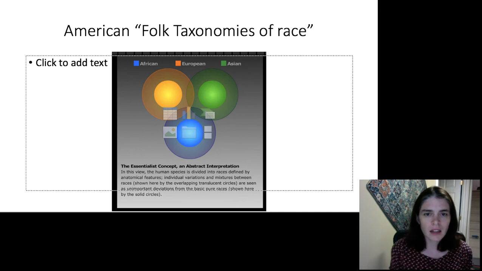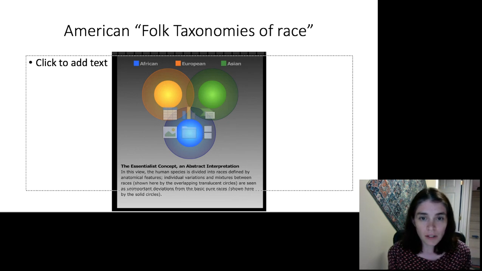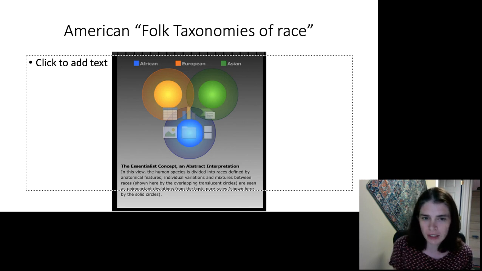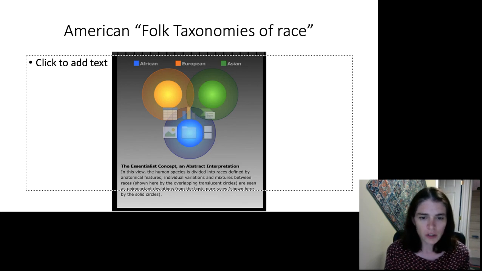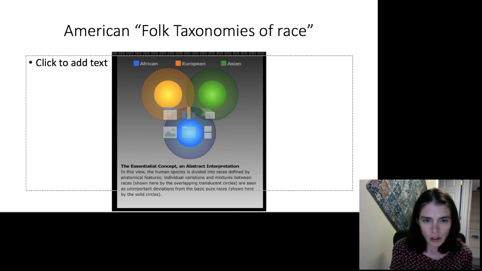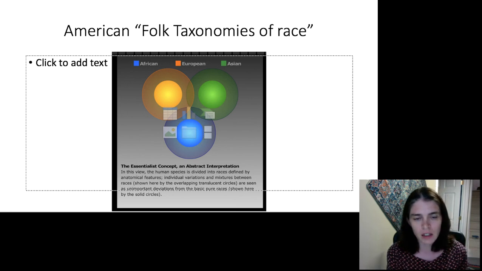And what we see is that there are prevalent what anthropologists might call taxonomies of race. And this is how most Americans imagine race. They imagine it as three kind of distinct bubbles, with this being a genetic understanding, right? An essentialist concept of race where you've got Africans in one bubble, Europeans in another bubble, and Asians in another bubble. And these are defined according to anatomical features. Individual variations and mixtures between the races are seen as overlapping a little bit, but there is this kind of idea of pure races. And this is our folk taxonomy. This is how we tend to think about race. This is how we were taught it. It's how we've historically thought about it since this worldview was invented during the era of colonialism.